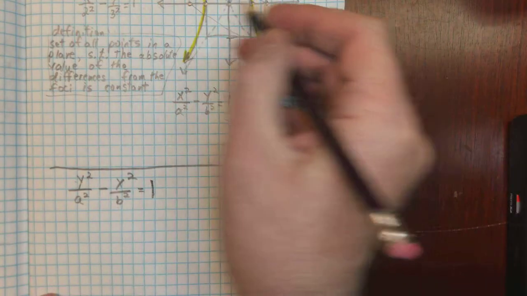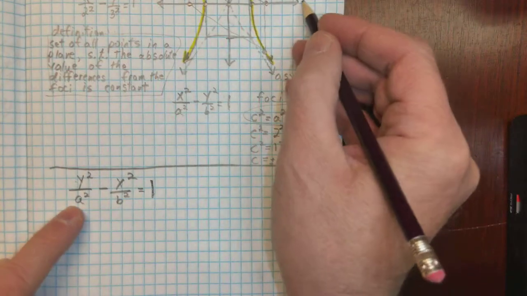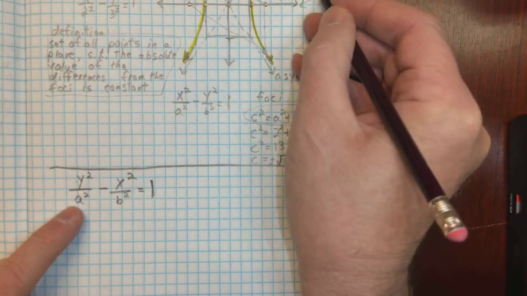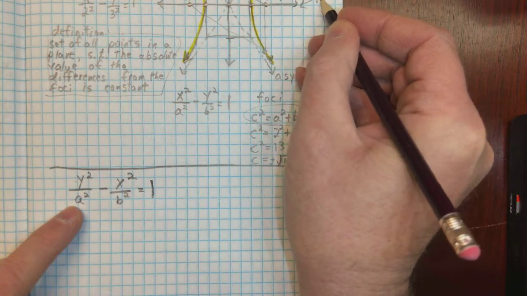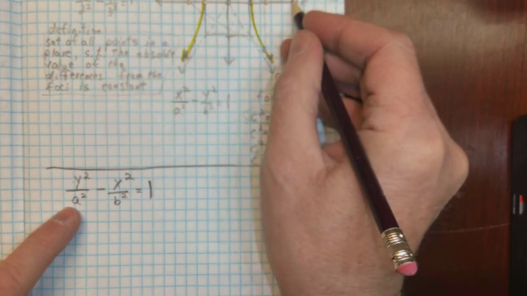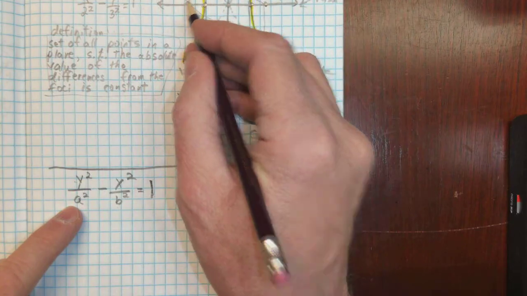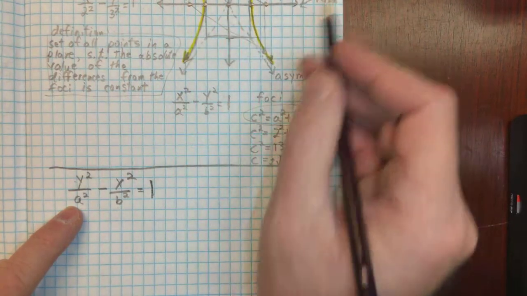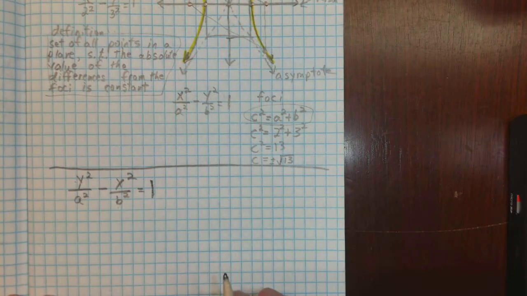All right, I did want to talk about something else. That is the transversal. This axis right here that goes through both vertices and both foci is the transversal. So I want to keep that in mind.